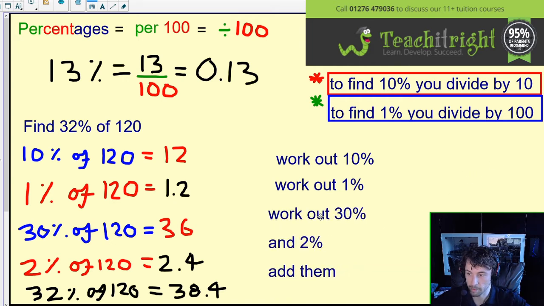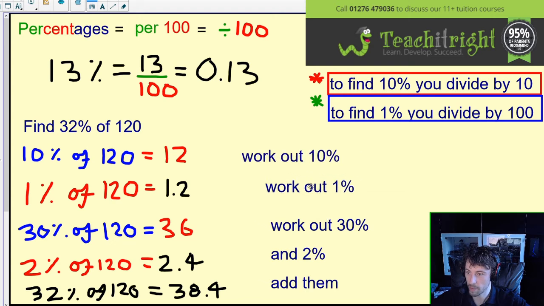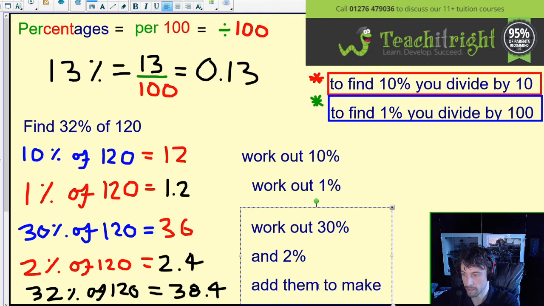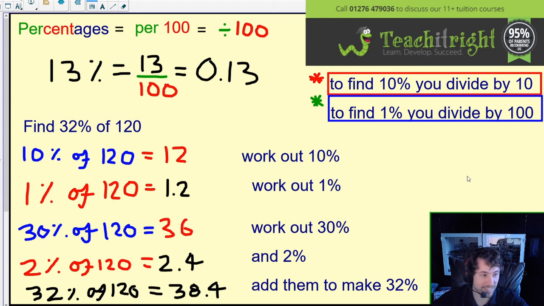So here were our steps. We worked out 10%, we worked out 1%, we worked out 30 and 2, we added them to make 32. Now, obviously, in other questions, if you were working out 15%, you wouldn't add 30 and 2, you'd add maybe 10 and 5. But that method of starting with 10% and going from there is, for me, by far the best and easiest way. And in particular, it's the easiest because 10% is the easiest one to remember, because to find 10%, you divide by 10.